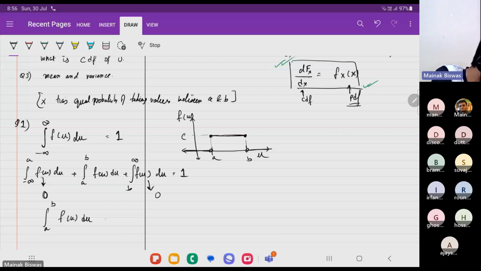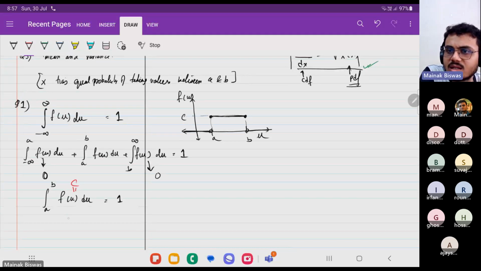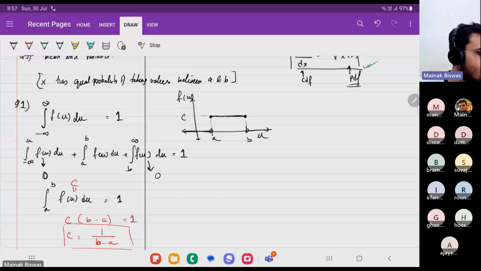So what is f of u? That is the constant C, right? As Irfan was telling me, C times (B minus A) will be equal to 1, right? Yes or no? Yes. So C will be 1 by B minus A. So your distribution will be 1 by B minus A.